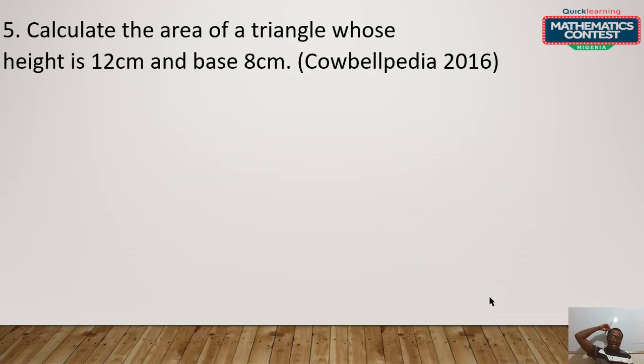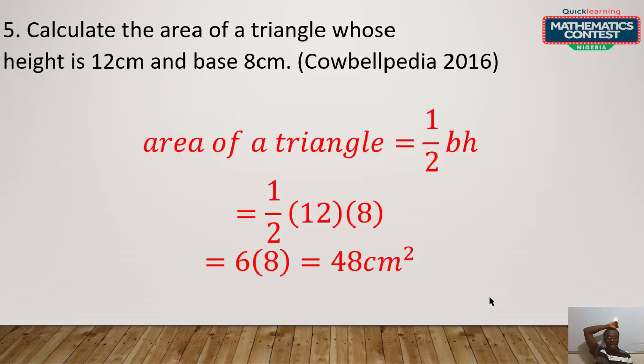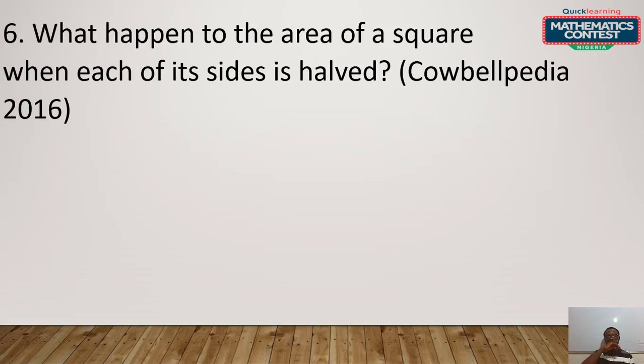Then we'll come to number 5. Calculate the area of a triangle whose height is 12 and base is 8 centimeters. To do that, the area of a triangle is half base times height. So half into the bracket 12 times 8. 2 in 12 is 6, so 6 times 8 is 48. So we get our answer to be 48 centimeters.